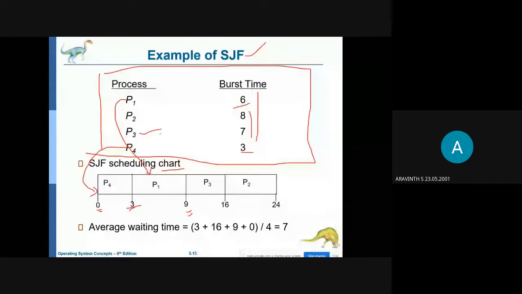So P3 you are bringing into the CPU. P3's waiting time is 9. It's running 7 seconds. So 9 plus 7, 16.